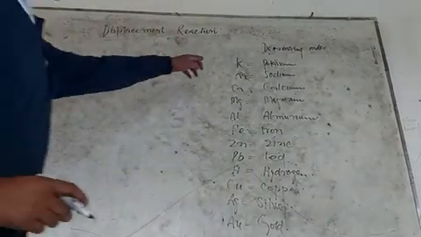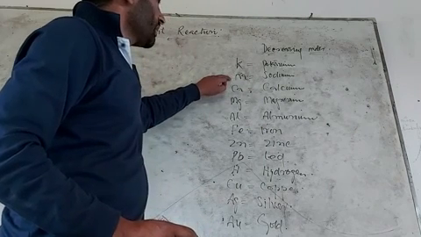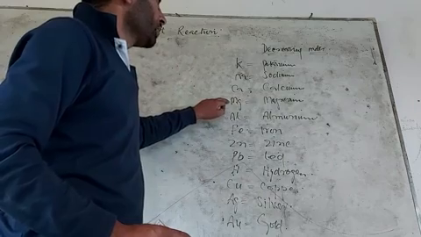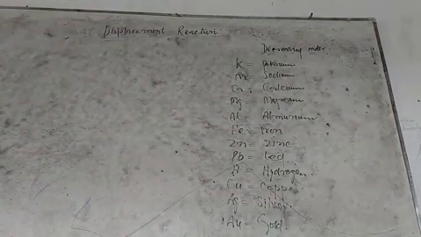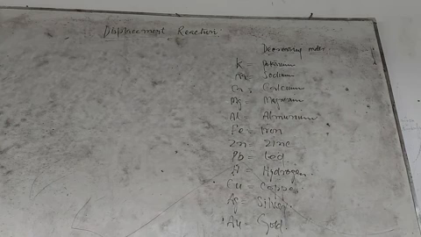So we can say potassium has more reactivity as compared to sodium. Sodium has more reactivity as compared to calcium. Calcium has more reactivity as compared to magnesium, and so on. Now we can easily take some examples to understand the displacement reaction.